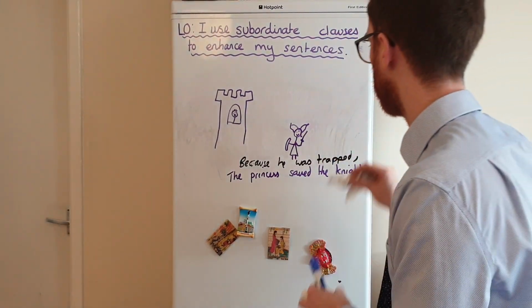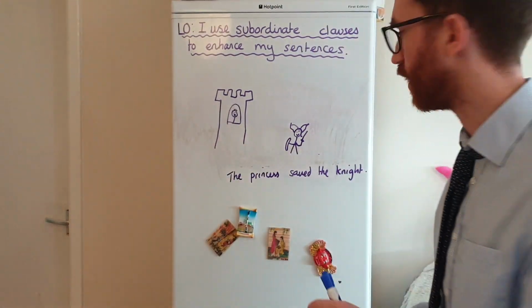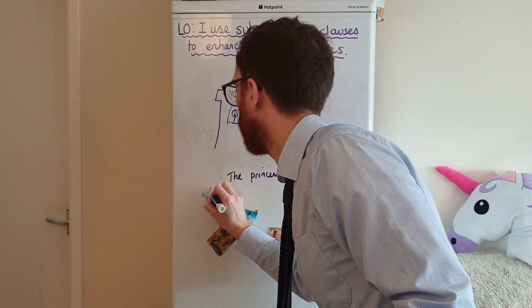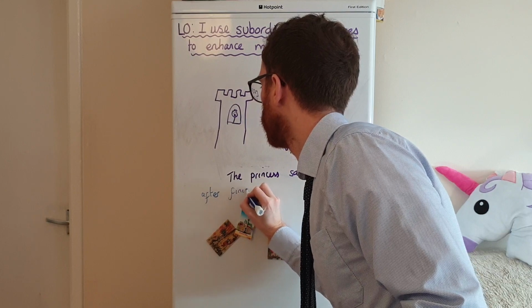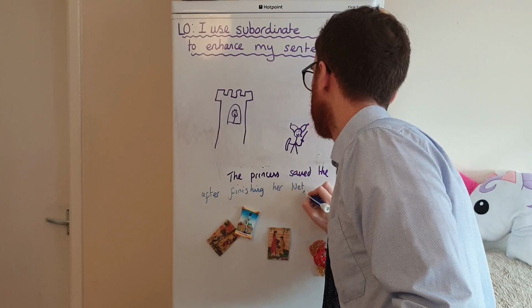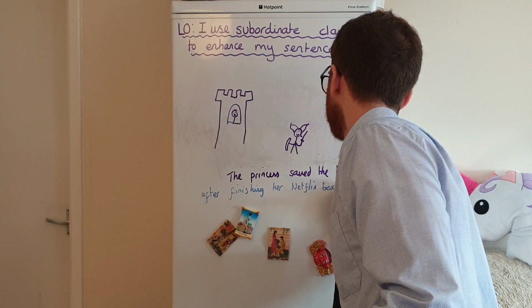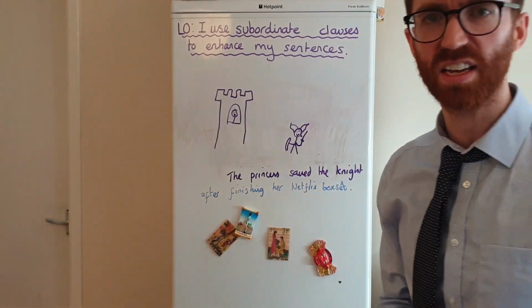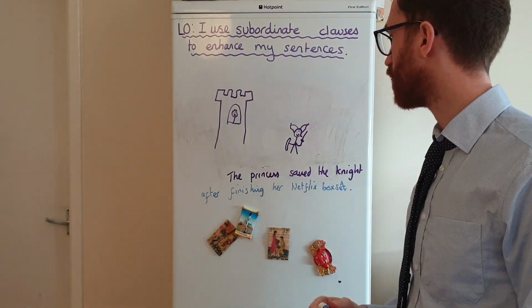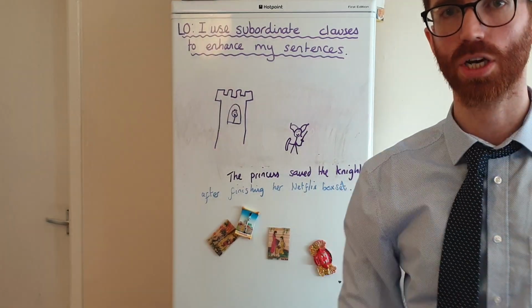Or perhaps I could have said, the princess saved the knight, and I might have just added something to the end of that sentence. The princess saved the knight after finishing her Netflix box set. Okay, no rush to save that knight, yeah? After she's finished her box set, she saved him. Princess saved the knight after finishing her Netflix box set. Okay? Have a little go, draw your own picture and make your own sentences.